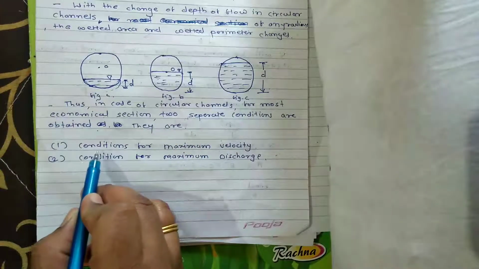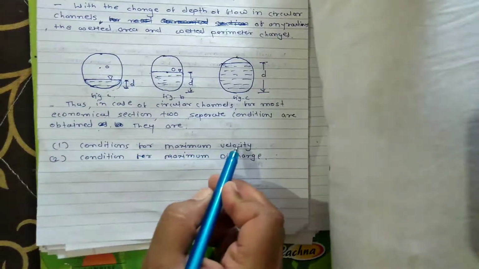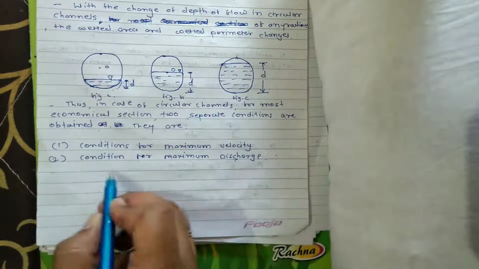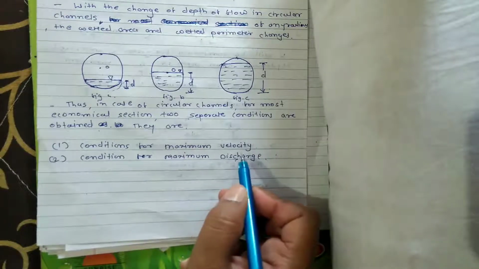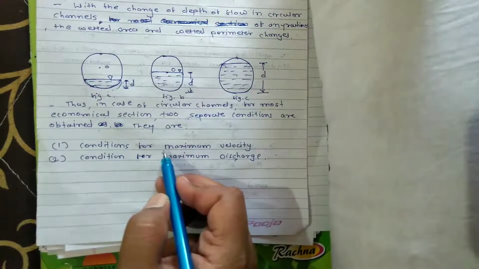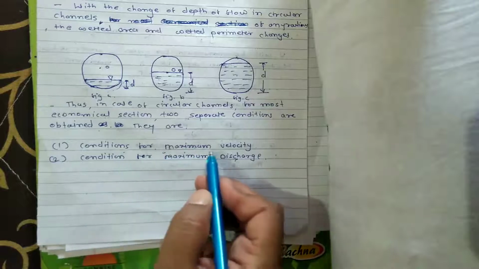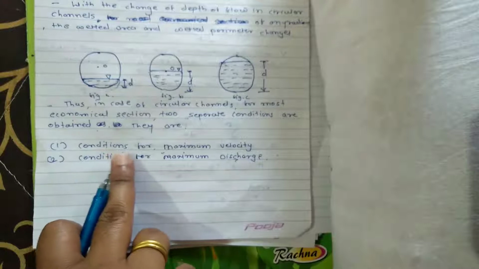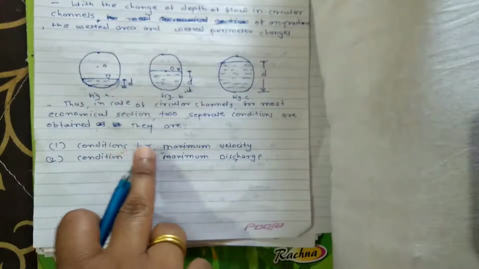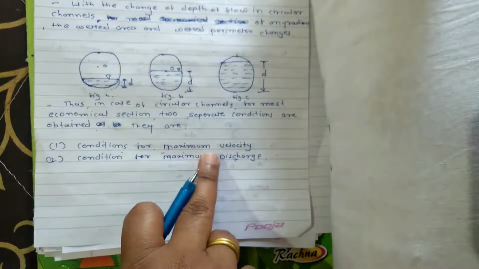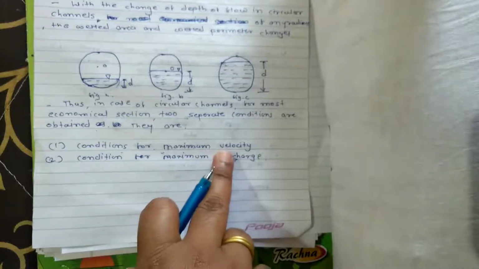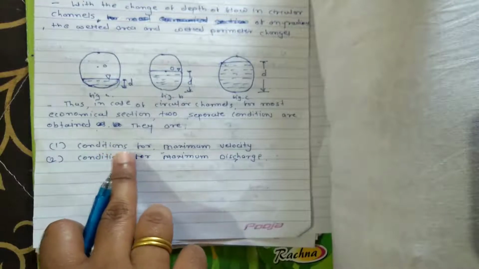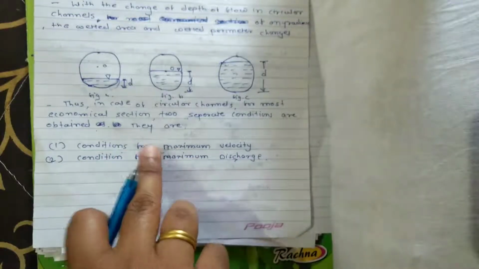What are the two conditions? The condition for the maximum velocity and the condition for the maximum discharge. The second condition is common in all sections, but in the circular section there is another condition, the condition for the maximum velocity. Why is this condition in the circular channel section? Because the area of the flow is going to change, and because of that, velocity also will change.